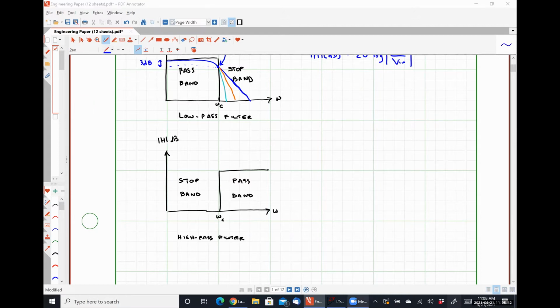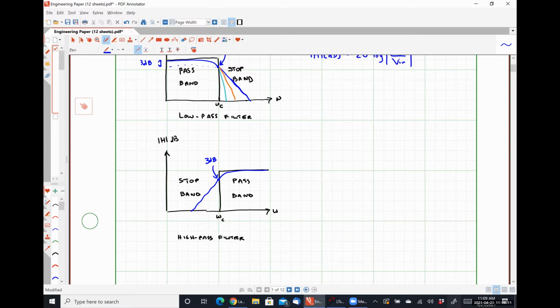So instead, it's going to look something like this. Again, as the order of the filter increases, meaning we add more energy storage elements, we will see that the fall off is steeper and steeper as well.